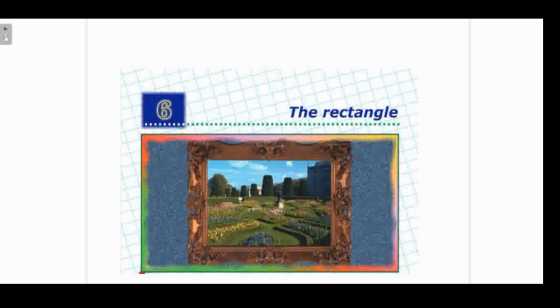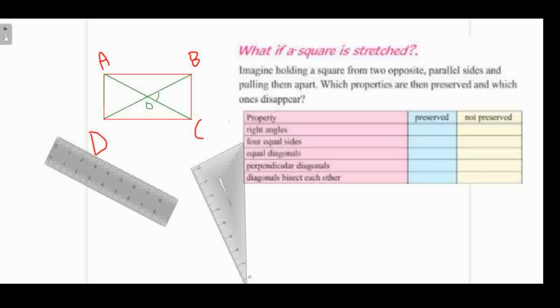So today our lesson is about the rectangle. Let's first start with something that we know, which is the square, and ask: what if a square is stretched? If we have a square and we stretch it, what happens? Are the properties the same or are they different? What properties are preserved and what properties have changed between a square and a rectangle?